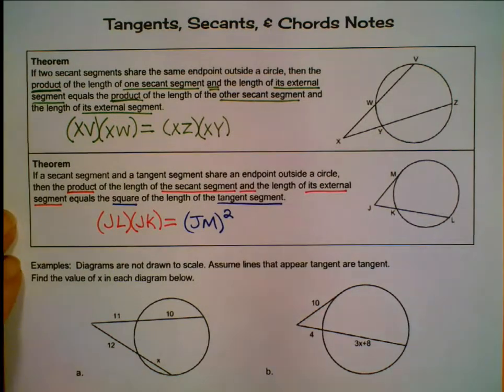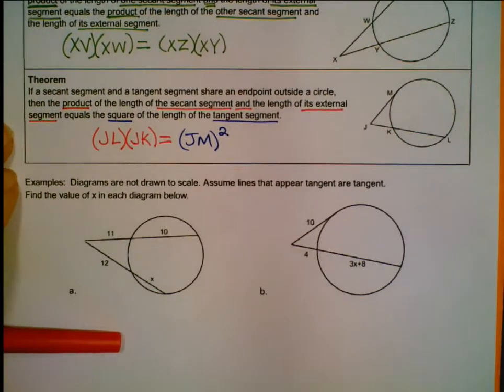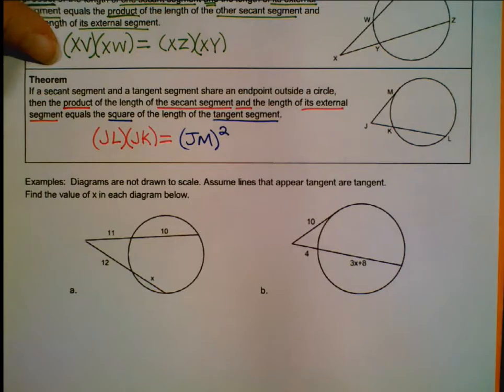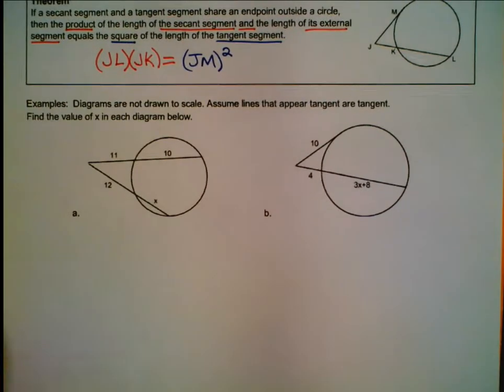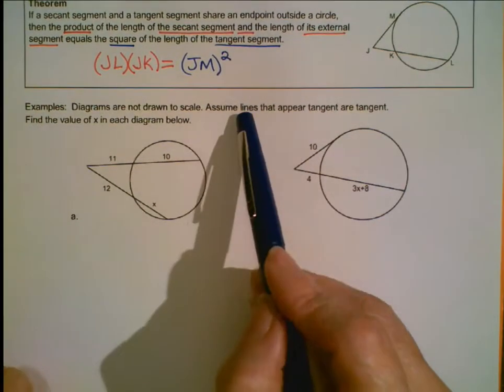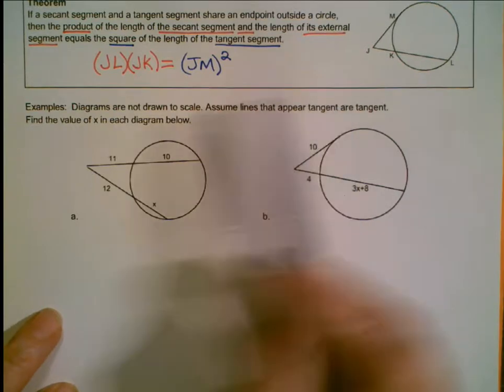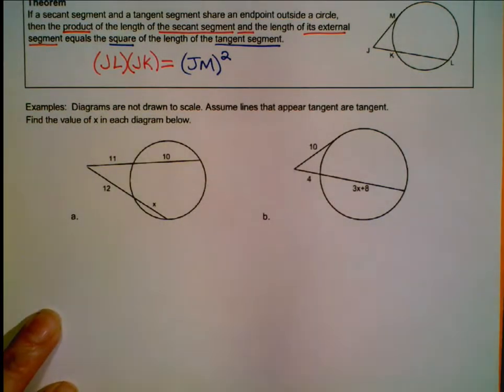So with that in mind, let's look at a couple of examples that we have here at the bottom of the page. Diagrams, of course, are not drawn to scale. These are just estimates. Assume that lines that appear tangent are tangent. Find the value of x in each diagram below.